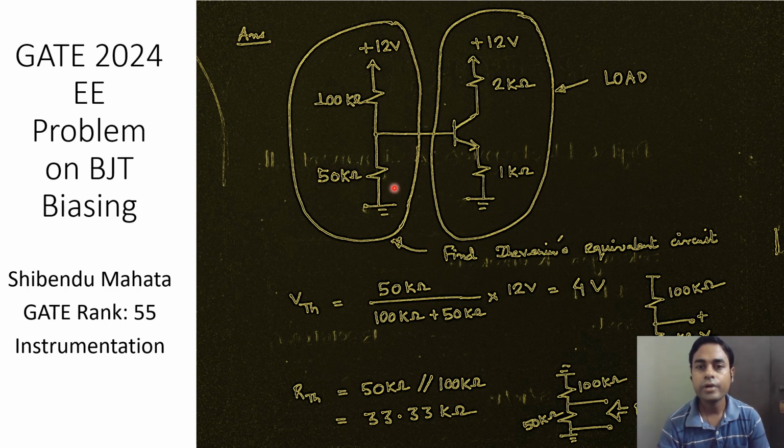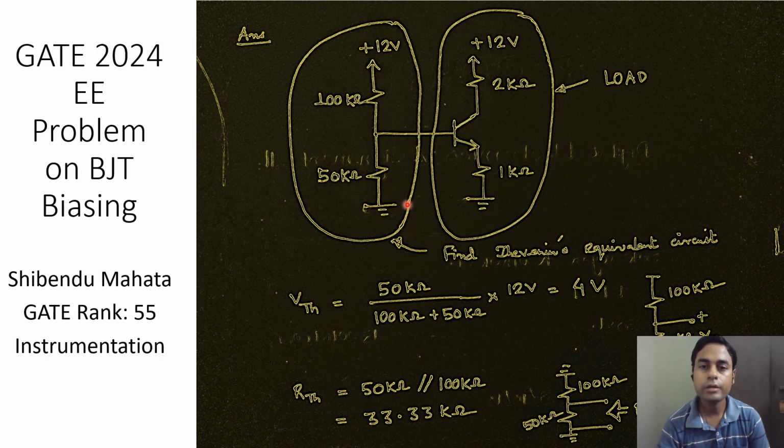And this is easy to find because what we can do is we can open out this load and then try to look into the circuit and find out the open circuit voltage or the Thevenin's equivalent voltage, and this will be equal to 50 kilo ohms divided by 100 kilo ohms plus 50 kilo ohms into 12 volt, which is the voltage for a typical voltage divider, and this turns out to be 4 volt.